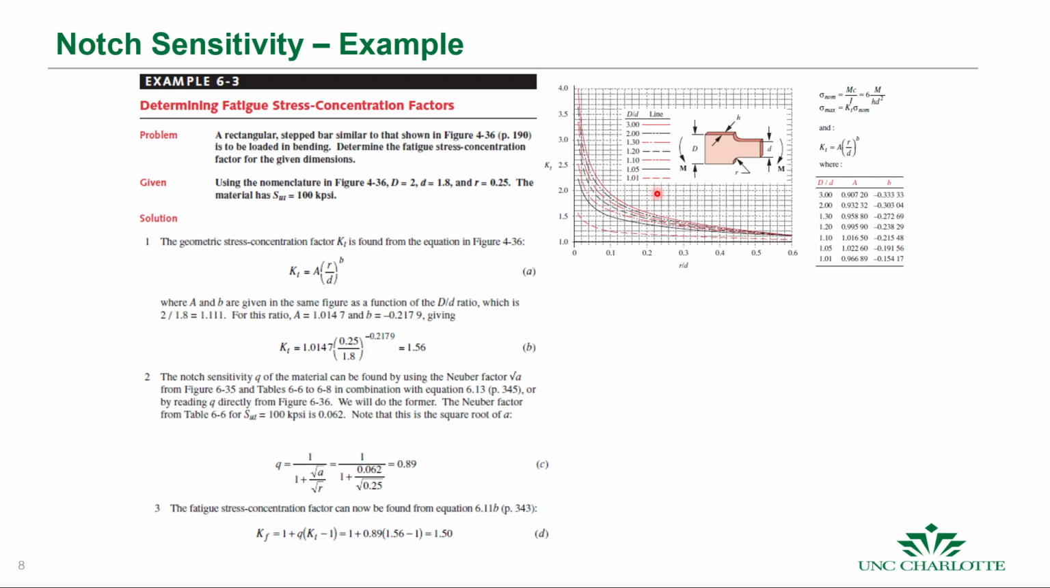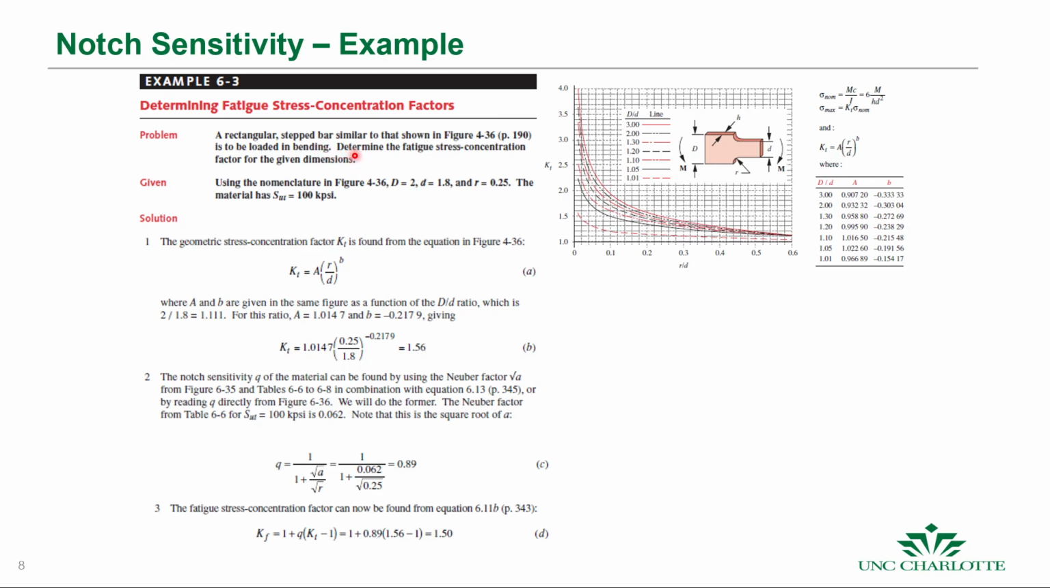Okay, so how do we use it? This is just an example of how we use it. This is the static stress concentration factor. We have this rectangular stepped bar, and it's under bending stress. So we use the flexural formula to find the nominal stress, and then we can pick our static stress concentration factor based upon the geometry of this stepped bar.